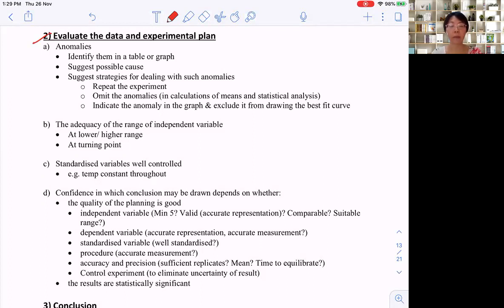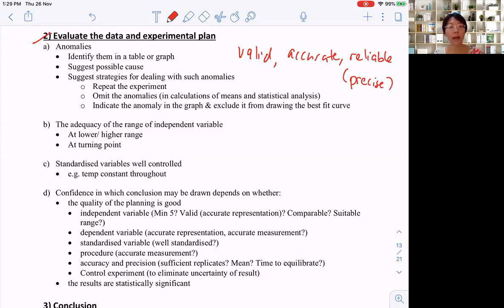Evaluate the data and experimental plan means after the lab assistant or you yourself have done and collected the data, you want to look at your data as well as the experimental plan or design to know whether the results that you have obtained are valid, accurate, and reliable or not. Reliable means precise or not. Three things: valid, accurate, reliable.